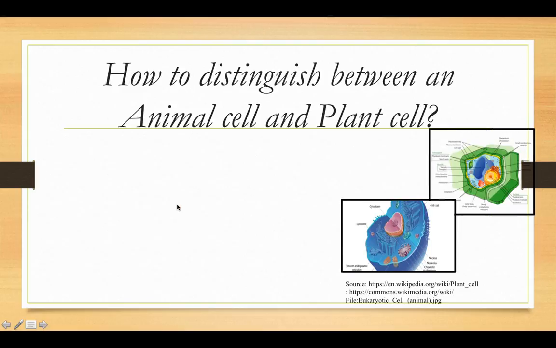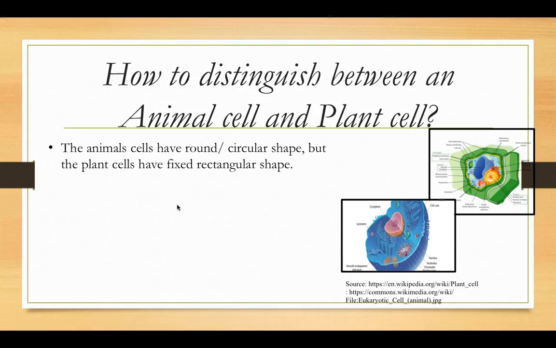So how to distinguish them? The animal cells have a round circular shape, but the plant cells have a fixed rectangular shape. As you can tell, the plant cell here has a very fixed rectangular shape, while the animal cell has a very irregular, circular shape.